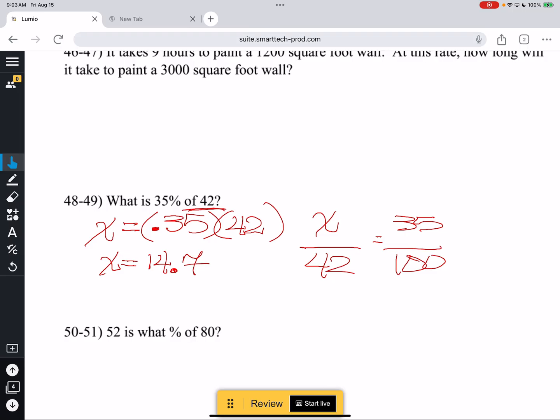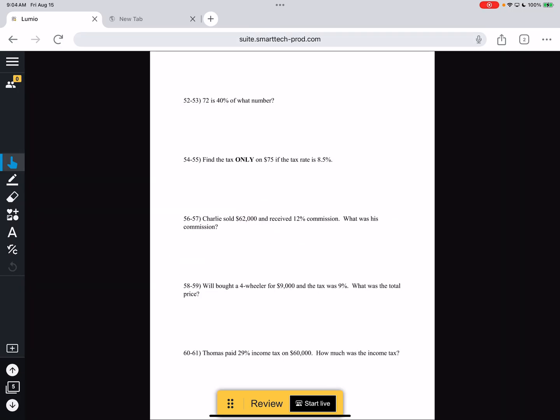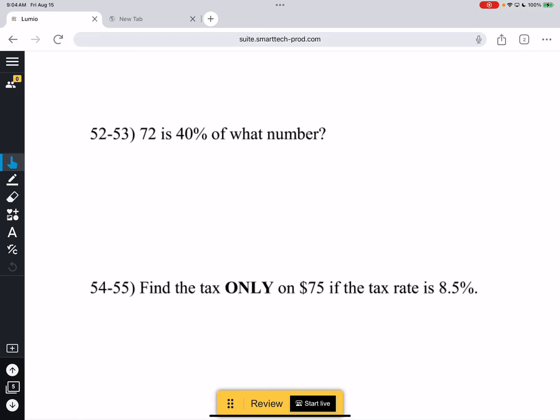All right, then the next page. So 52, 53. 72 is 40% of what number? What is what number going to represent? X. There's our variable. So if you did is over of, what would you write? 72 over X. And then what do I do with that percent? 40 over 100. There's 40 over 100.